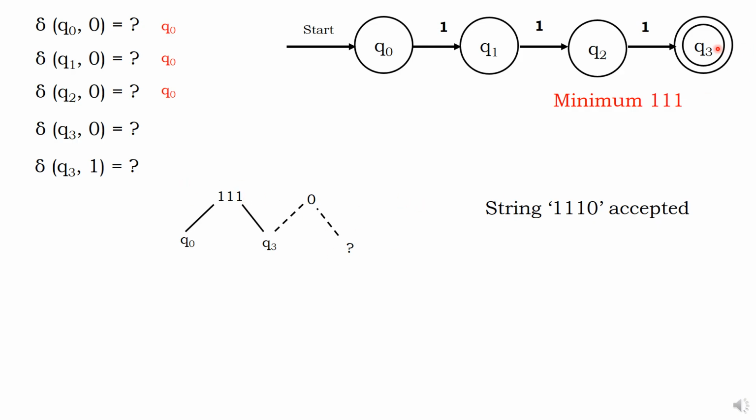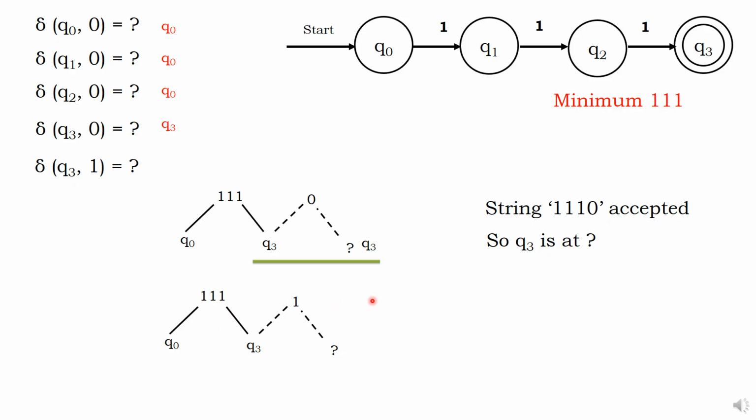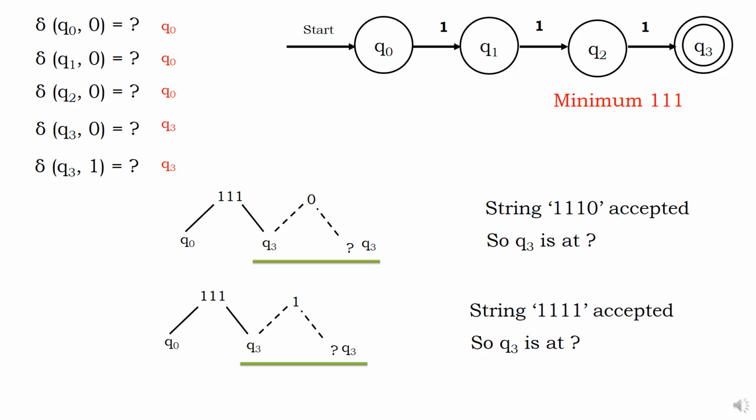What is accepted state? Double circle Q3. That's all. So what should be the answer here? Q3. Now what is next? Last one. Q3, 1. What happened? Who is before Q3? 111. Before that Q0. Who is after Q3? Nothing is there. 4 ones, 100% accepted. So what is the accepted state? Q3. So the answer should be Q3.